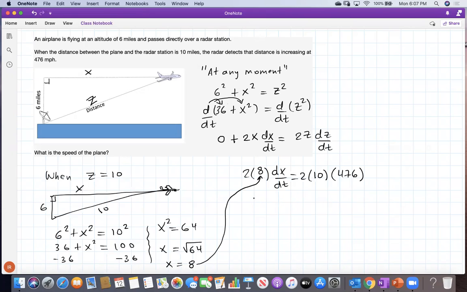So dividing both sides of this equation by 2 times 8, what I get is the following. dx dt equals twice 10, times 476, all over twice times 8. Let's compute it.